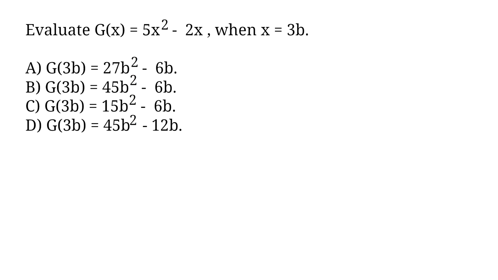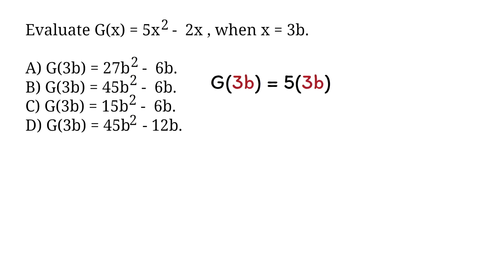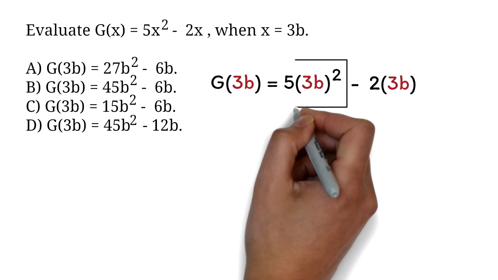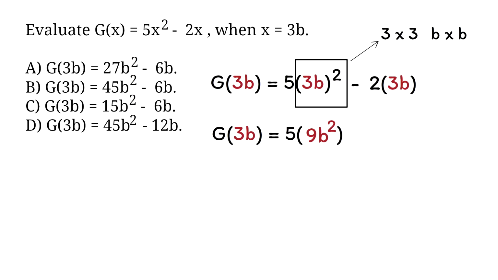For a question like this, our work is to substitute the x in g of x by the 3b, since we are told x equals 3b. g of 3b equals 5 times 3b squared minus 2 times 3b. When we square 3b, we multiply 3 by itself and b by itself, which gives us 9b squared. We have g of 3b equals 5 times 9b squared minus 2 times 3b.